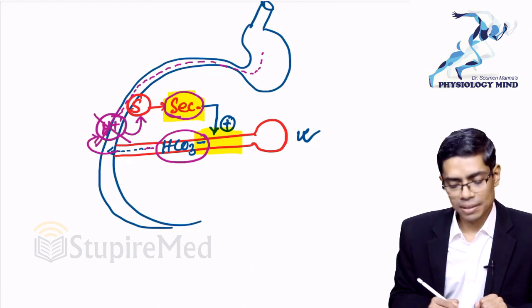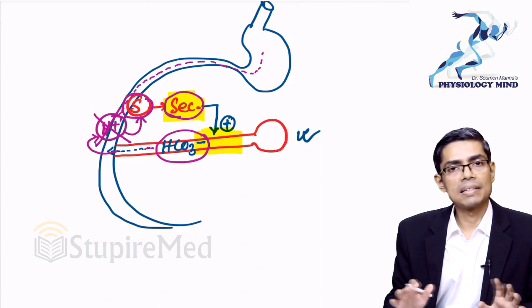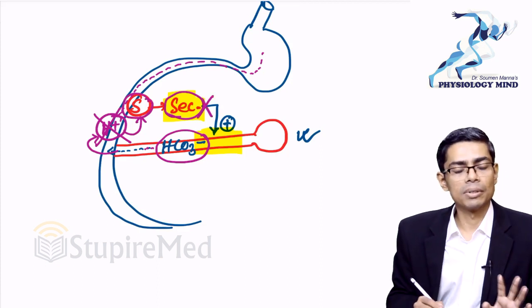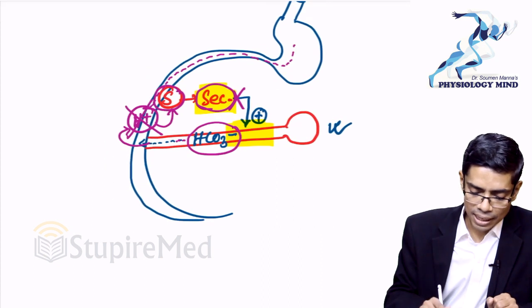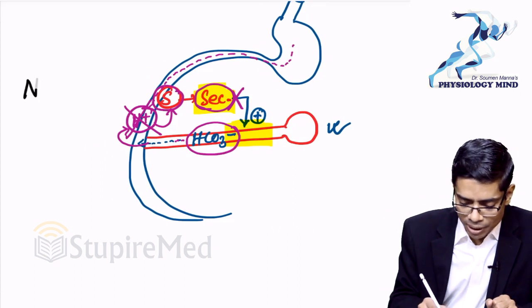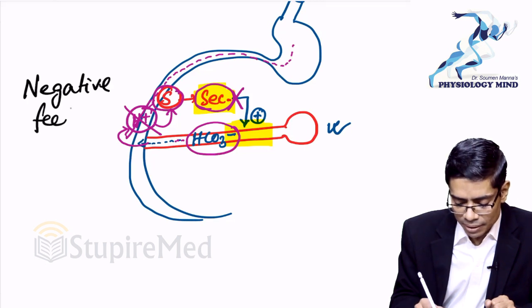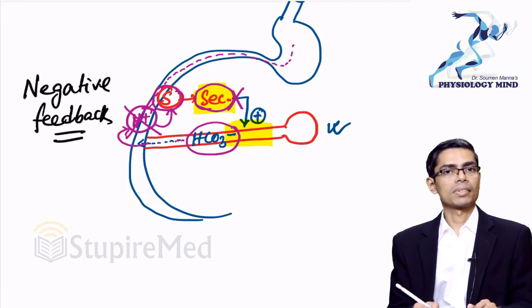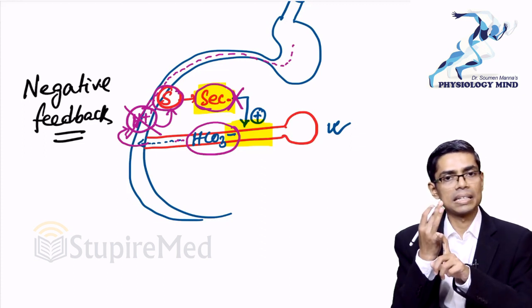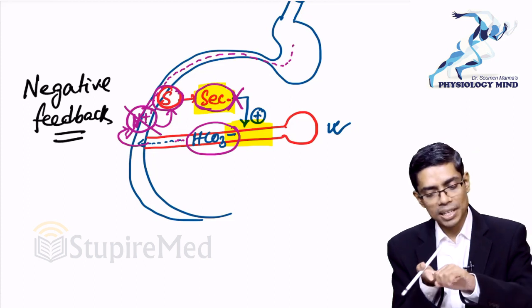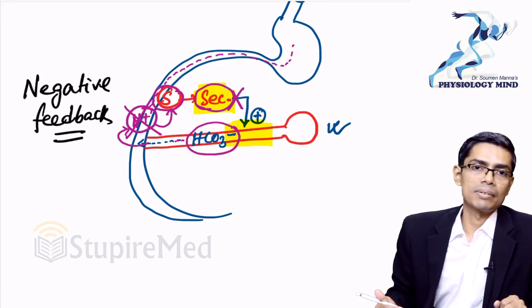Whenever you neutralize the acid, what will happen to S cell? S cell will not be stimulated, meaning secretin production will decrease. So this is a kind of which type of regulation? Negative feedback regulation of secretin secretion. So for gastrin, negative feedback regulation. For CCK, positive feedback regulation. For secretin, again negative feedback regulation.